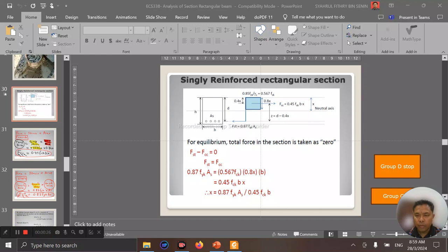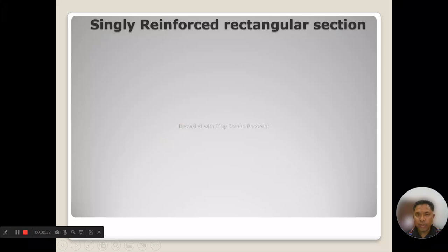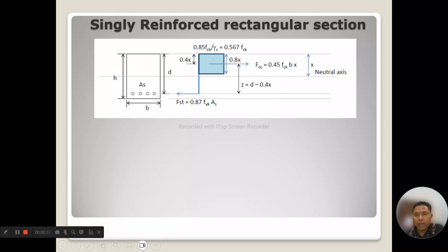Yesterday we studied the singly reinforced rectangular sections, where we understood how to get the force in compression in concrete. If you remember, we derived this yesterday. That force is situated at the centroid of the rectangular stress block, at a distance of 0.4x because the total depth is 0.8x. Remember that x is the neutral axis depth of the rectangular section, measured from the top of the concrete to this line.